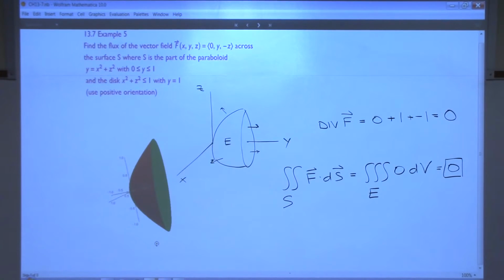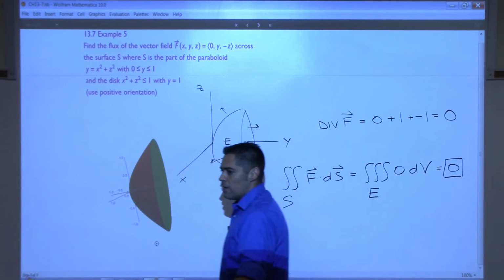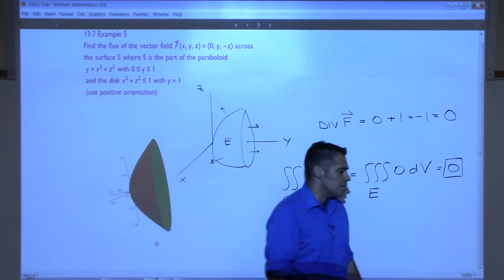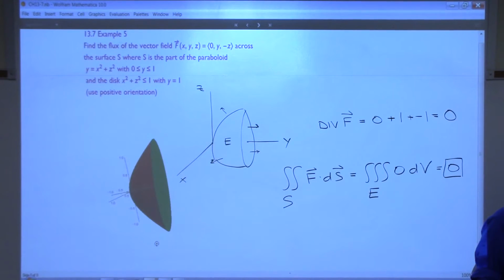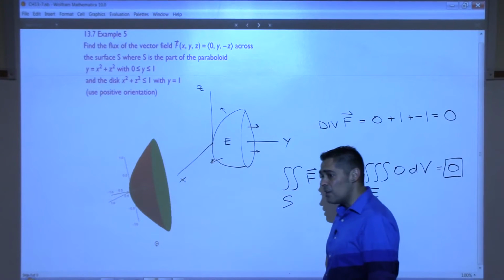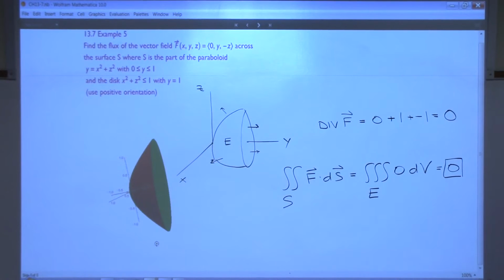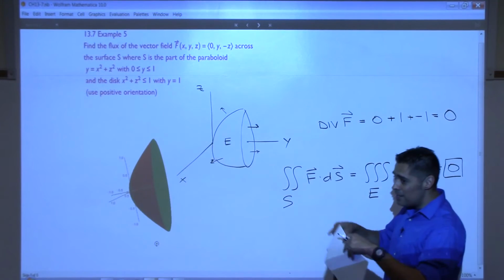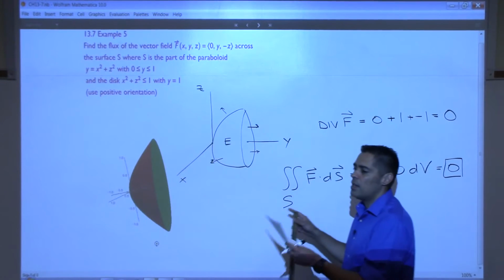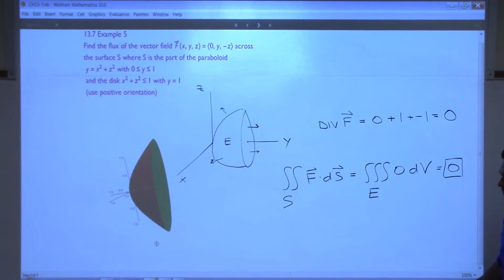Yes? That's a great question. The question was, on the final, am I going to tell you which way to do it? Here's what I'm going to do. On the flux problem, I'm going to do a flux over a surface that does not enclose a solid, so you can't use the divergence theorem. But if I ask you to find the flux over a surface that is enclosing a solid, then I would be thinking this.